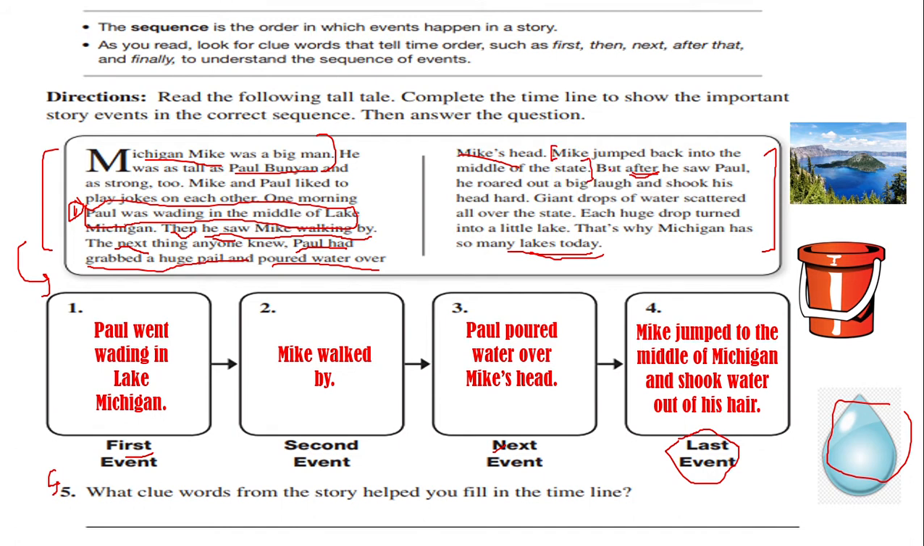I know that it's before "after," but I have to put it because look here, if I just said that he shook water out of his hair, I have to make it clear what happened before that. What made him shake water out of his hair? He jumped to the middle of Michigan and shook water out of his hair. So we have to make this part clear in order to write "shook water out of his hair." So what happens after the word "after" is the final thing: that Mike jumped to the middle of Michigan and shook water out of his hair.